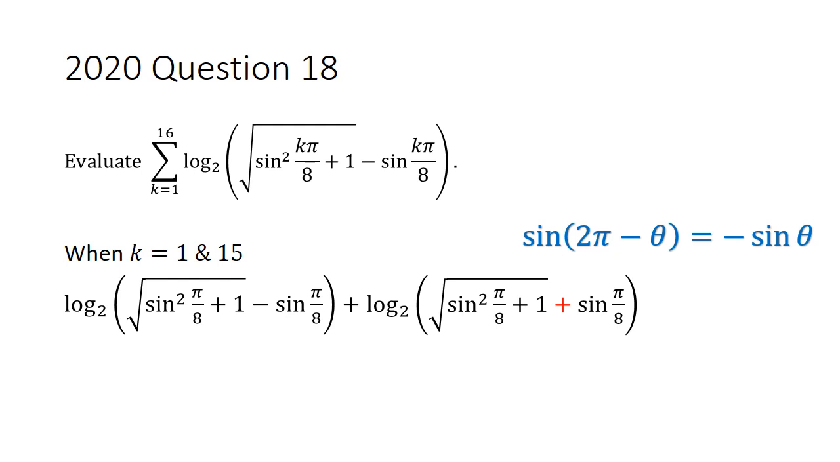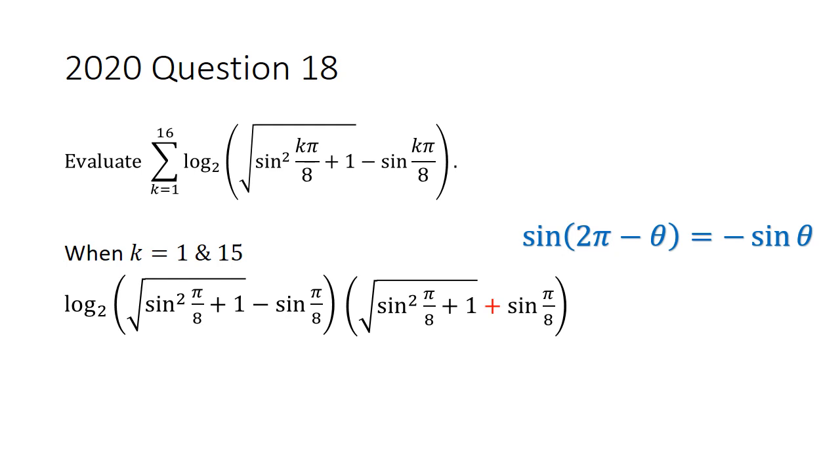That's why there is a plus sign highlighted in red there. The sign has changed. And we can add these two logs together using the product law. So it will just become this. And we can expand the brackets because what we have is a minus b times a plus b situation.